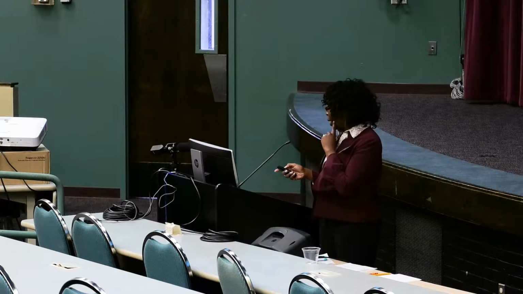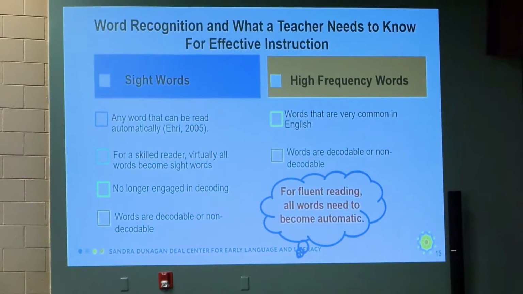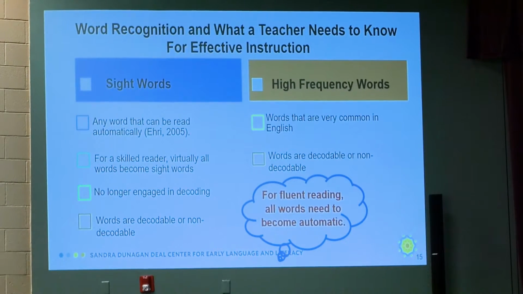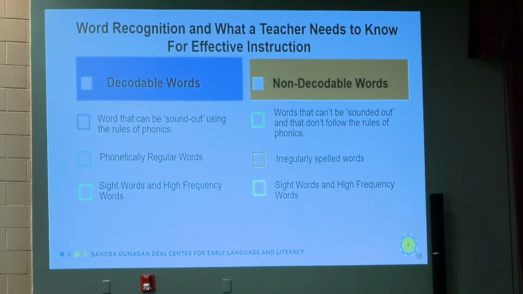Now, here's something else to think about. For fluent reading, all words need to become what? Automatic, right? As many words as we can make automatic will increase our ability, or our children's ability, to read fluently. So, why is this important? It's important because of the difference between a decodable word and a non-decodable word. Decodable words are words that can be sounded out using the rules of phonics.